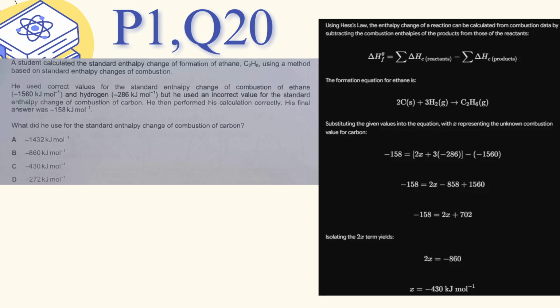Okay, using Hess's law again, we input the numbers for the enthalpy changes. In the final result, we get that X is equal to minus 430 kilojoules per mole. It was C.